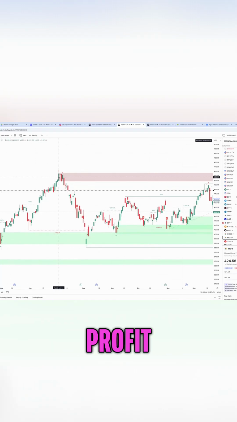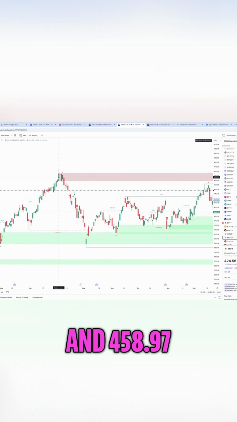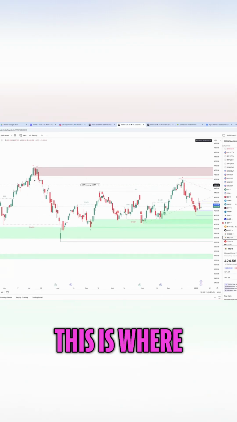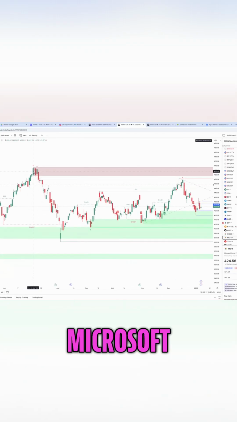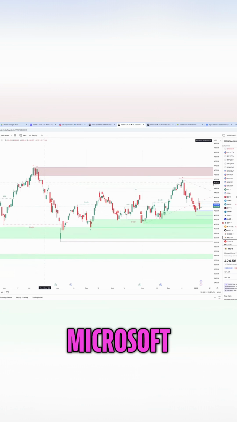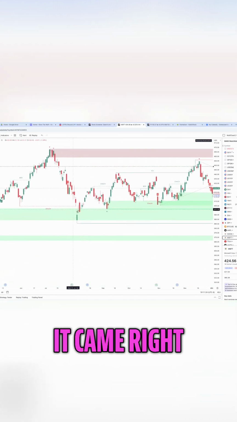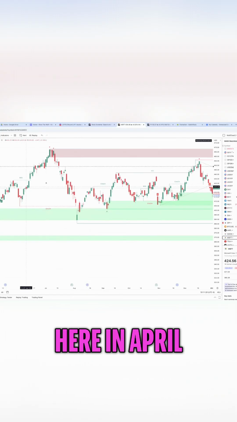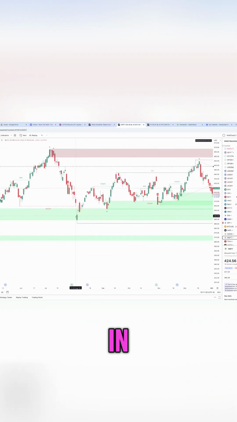They took profit between 468.35 and 458.97. I'm still looking at the high and low up here. So now we can see this is where they're dumping Microsoft. So they thought Microsoft was overvalued up here, so they sold it between this range. Microsoft dropped, and look what happened. They came right back down to this old money that they had on the chart back here in April. So it came back down to this zone in August.